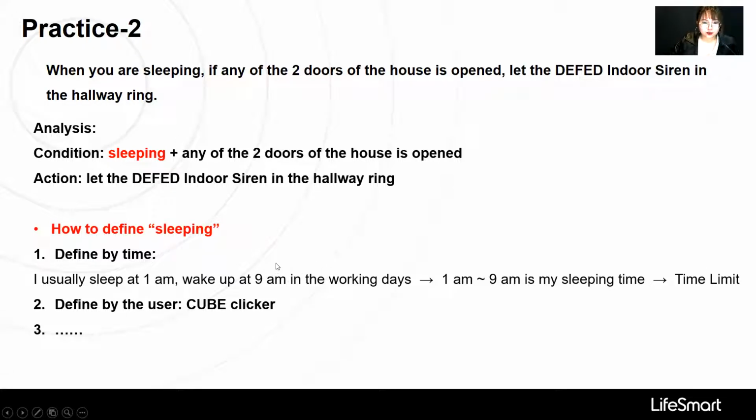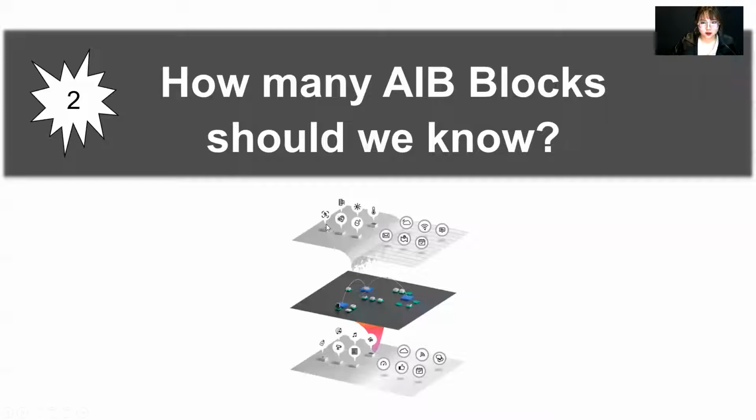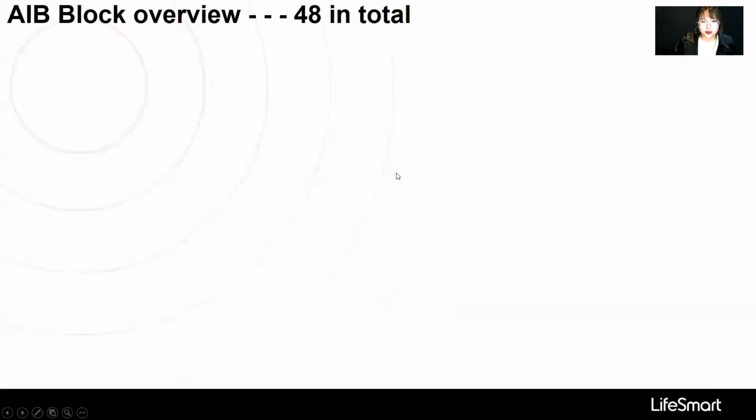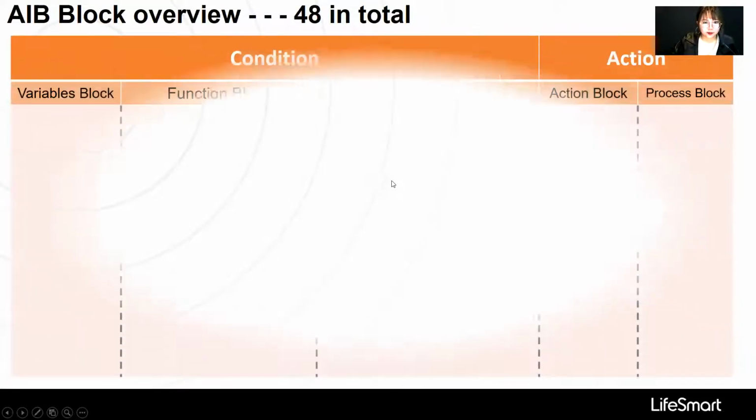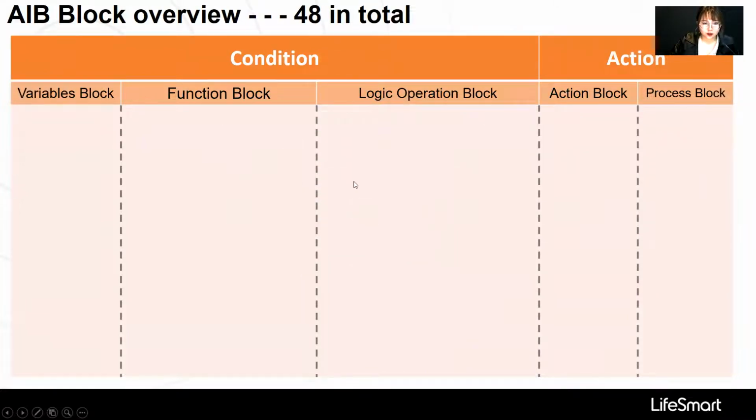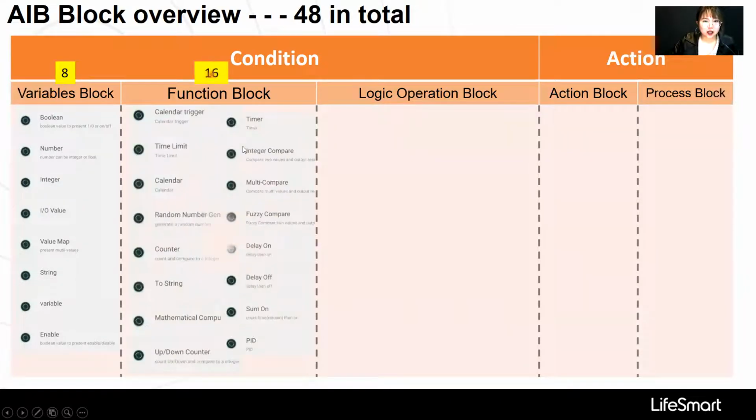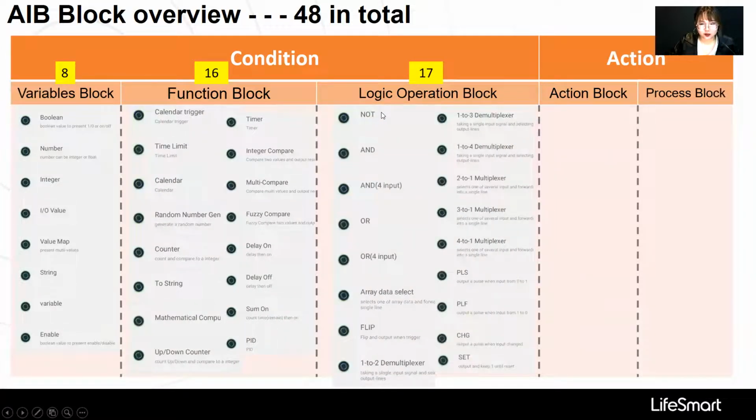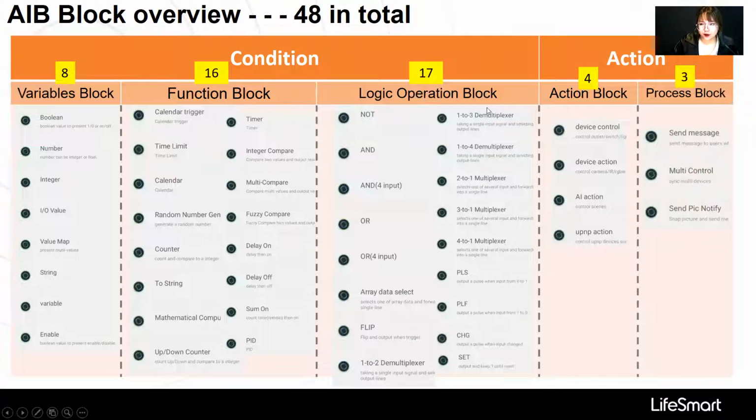And about today's course, how many AIB blocks should we know? It's an overview. And you can see a lot of blocks in LifeSmart App. Here is a list. I just took some snapshots. There are eight variables blocks, 16 function blocks, 17 logic operation blocks, 4 action blocks, and also 3 process blocks.